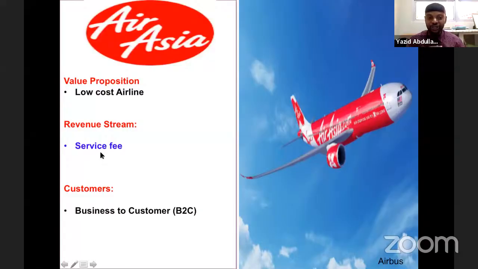Now, if you pay attention to what I'm doing, you'll see that three things have been mentioned here. The first is value proposition, which is low cost; AirAsia is a low cost airline. Revenue stream: how do they make money? They charge for their service. What type of customers do they focus on? This is a business to customer company, so they primarily focus on individual customers. And this is a very successful business that generates revenue in excess of $1 billion every single year.